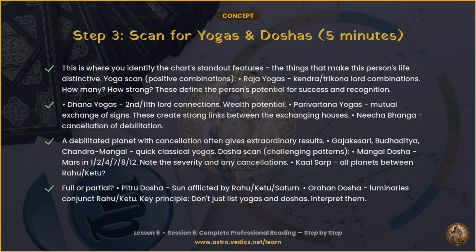Step 3. Scan for yogas and doshas, 5 minutes. This is where you identify the chart's standout features, the things that make this person's life distinctive. Yoga scan, positive combinations. Raja yogas, Kendra Trikona Lord combinations. How many? How strong? These define the person's potential for success and recognition. Dhana yogas, 2nd and 11th Lord connections, show wealth potential. Parivartana yogas, mutual exchange of signs, create strong links between the exchanging houses. Neecha Bhanga, cancellation of debilitation. A debilitated planet with cancellation often gives extraordinary results.